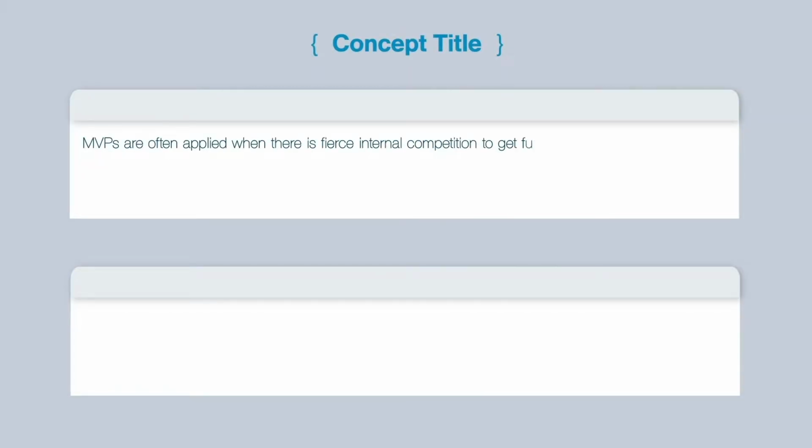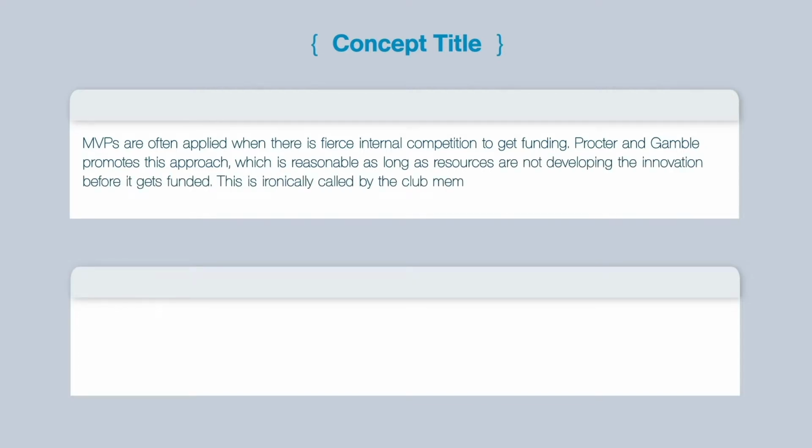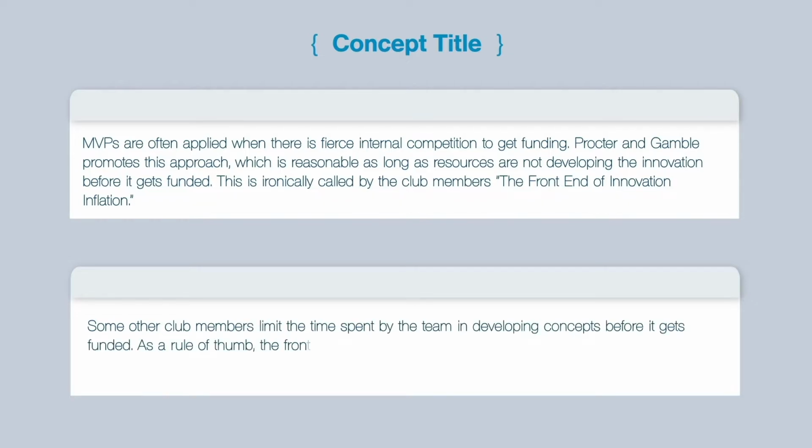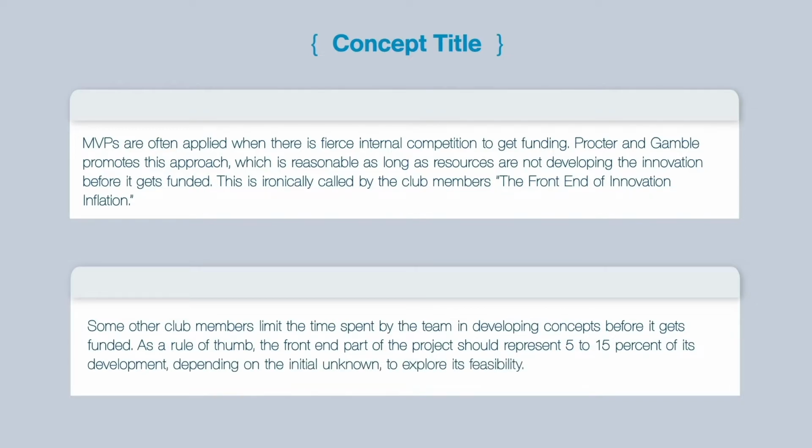MVPs are often applied when there is fierce internal competition to get funding. Procter & Gamble promotes this approach, which is reasonable as long as resources are not developing the innovation before it gets funded. This is ironically called by the club members the front end of innovation inflation. Some other club members limit the time spent by the team in developing concepts before it gets funded. As a rule of thumb, the front end part of the project should represent 5 to 15% of its development, depending on the initial unknowns to explore its feasibility.